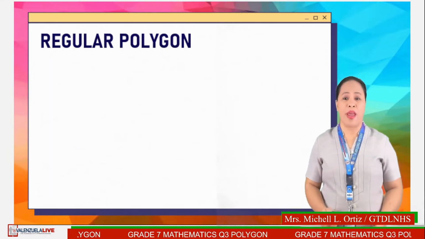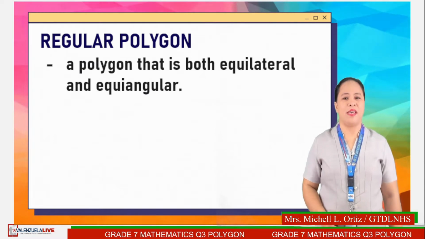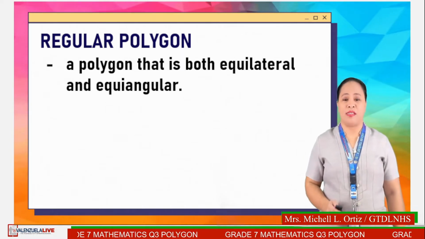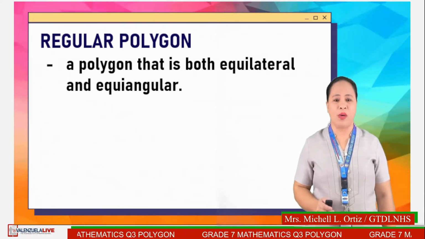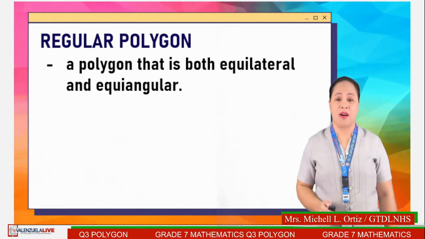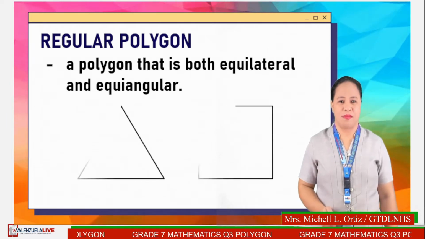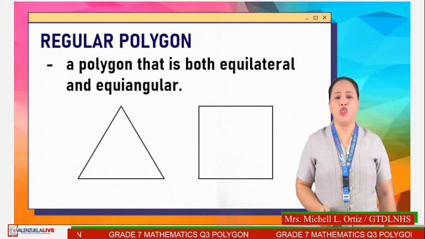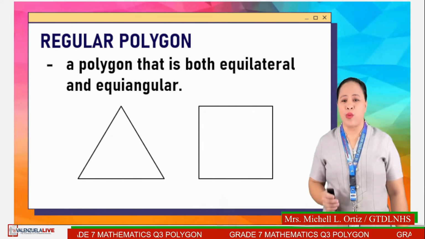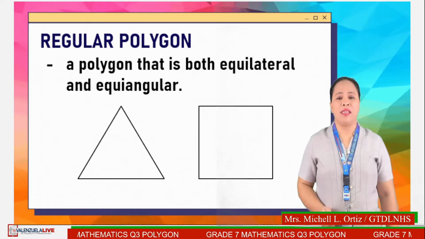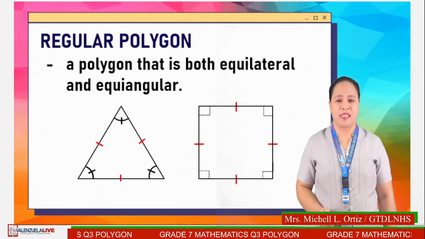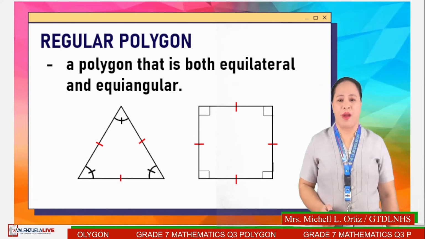Let us now proceed with a regular polygon. Remember this, a polygon is only said to be regular if and only if it is both equilateral and equiangular, meaning all sides are congruent and all angles are also congruent. To show congruency or equality of measures between the sides or between the angles of a given figure, tick marks are usually drawn. And among the members of quadrilaterals, square is the only regular polygon.